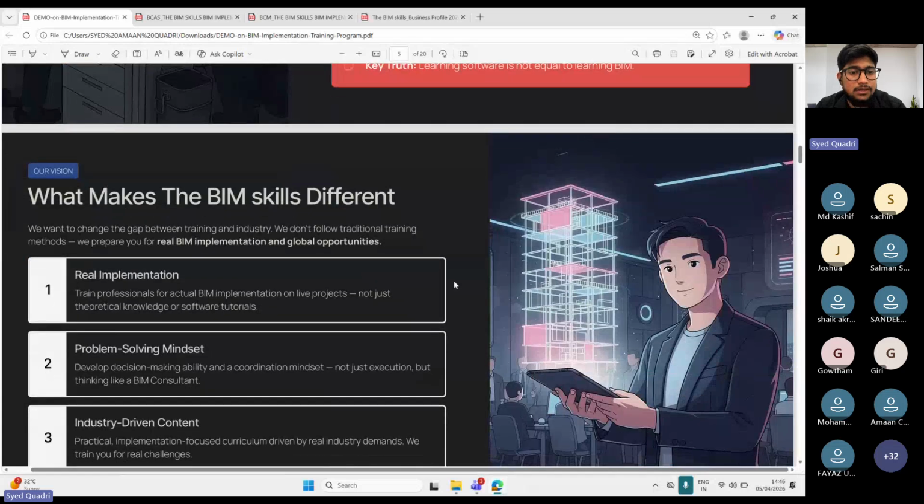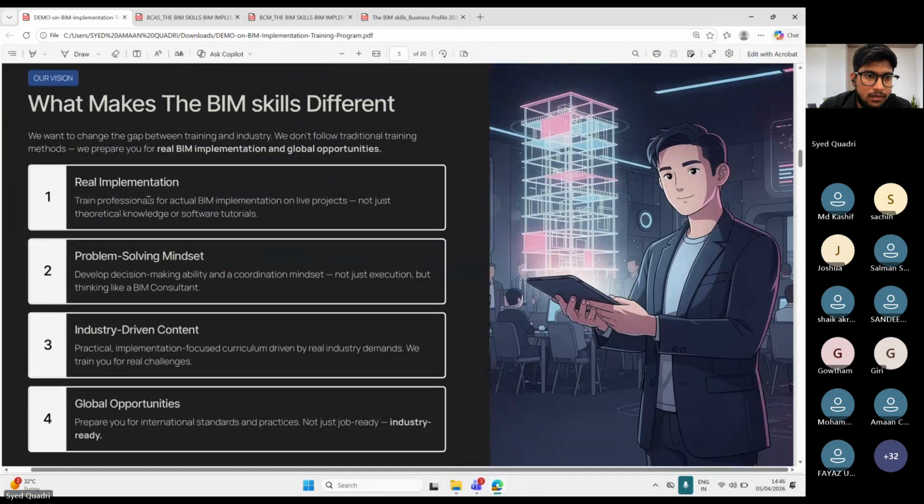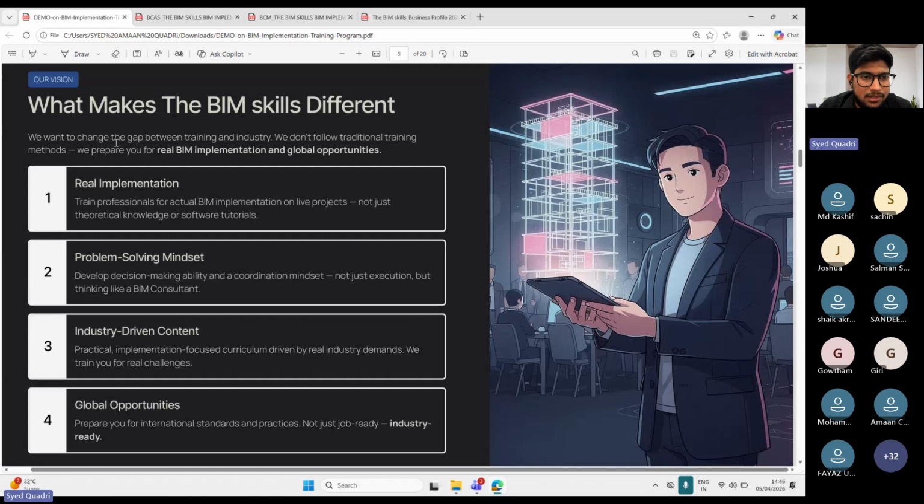Now let's see what makes BIM skills different. As I said, if you want to change the gap between training and the industry, how many steps are there? College, training, and again industry. Directly you're not able to jump from college to industry because you don't have skills. So you take one step, that is training. Training or skill development should be done during the college days itself. But many candidates will not understand, and they are busy in exams and preparations.